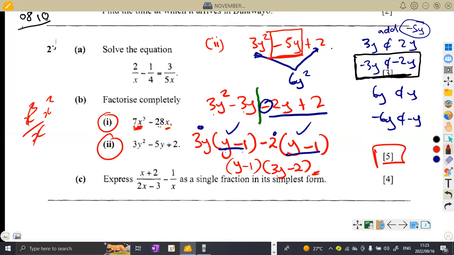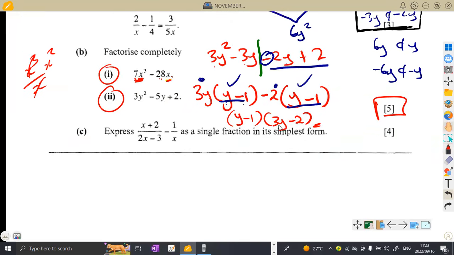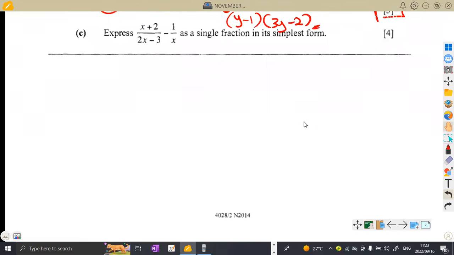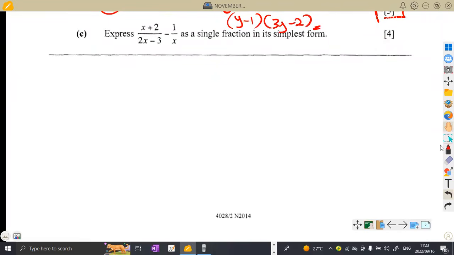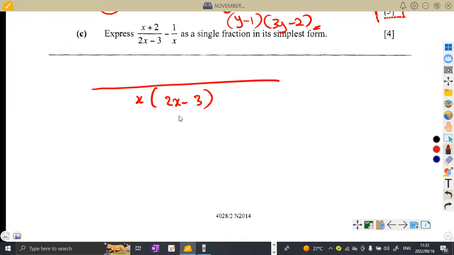Then the last part on question number 2 was to express as a single fraction in its lowest terms. That is the same condition as what we did on that previous part where we had to express as a single fraction. So we said to express as a single fraction, all we need is to have the common denominator. We've got 2x minus 3 and x. What is our LCM? That is our common denominator, which is x into 2x minus 3. So how do I go about it? Remember, we divide this LCM by 2x minus 3. As you can see, 2x minus 3 will cancel, so you're going to remain with x.